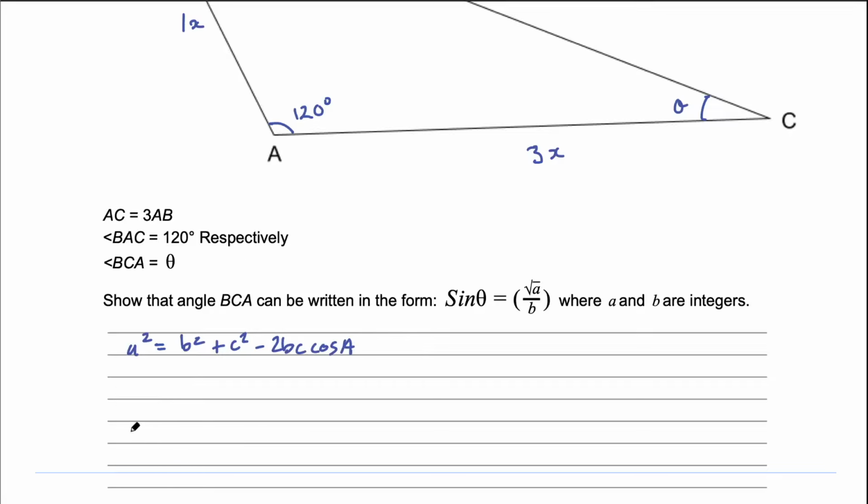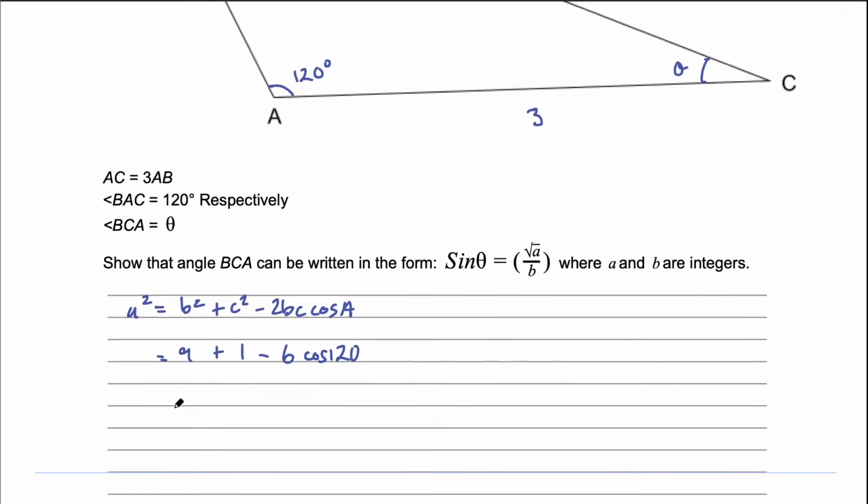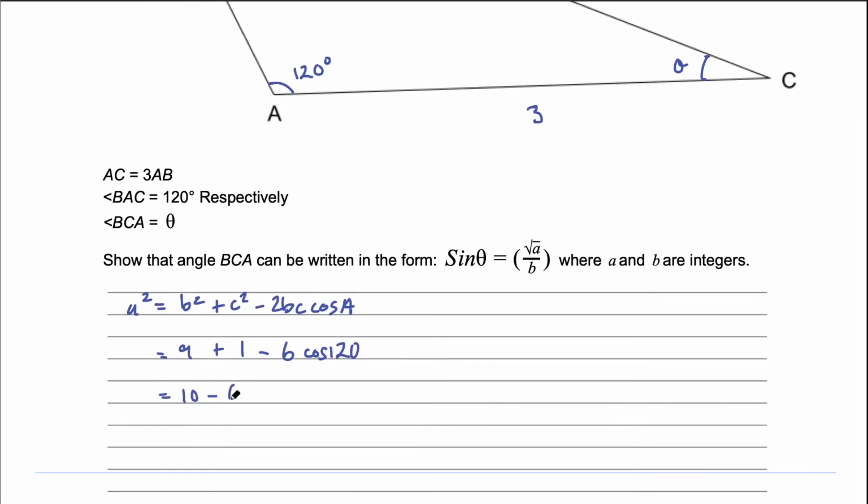All right, then let's plug some things in. I'm not going to actually use this x. Again, I'll point out why towards the end, but we don't need it. So let's call this side B. So we'll have B squared is 9, C squared is 1, 2BC would be 6 times 1, which will just be 6. And then the angle opposite A is angle A here, which is 120. So we'll have cosine 120. Let's go ahead and simplify. So this will be 10 take 6.